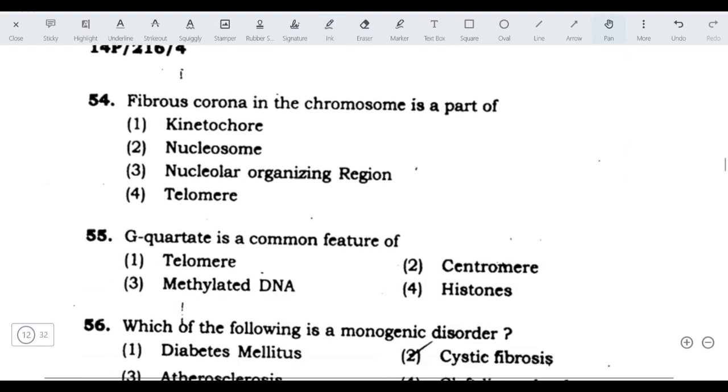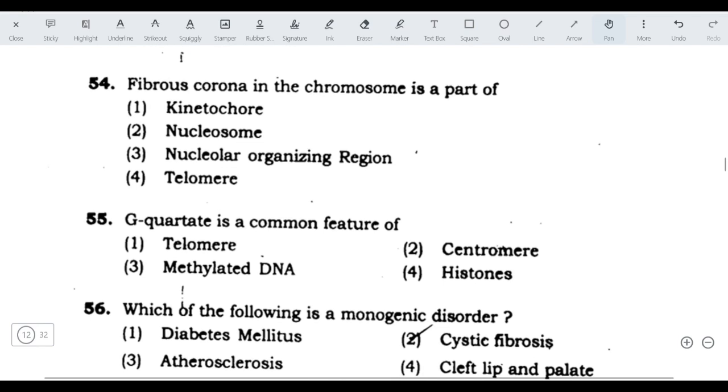This question: the fibrous corona in the chromosome is a part of. The answer here is kinetochore. The fibrous corona is a structure at the outer kinetochore involved in microtubule attachment. Microtubule attachment, right?